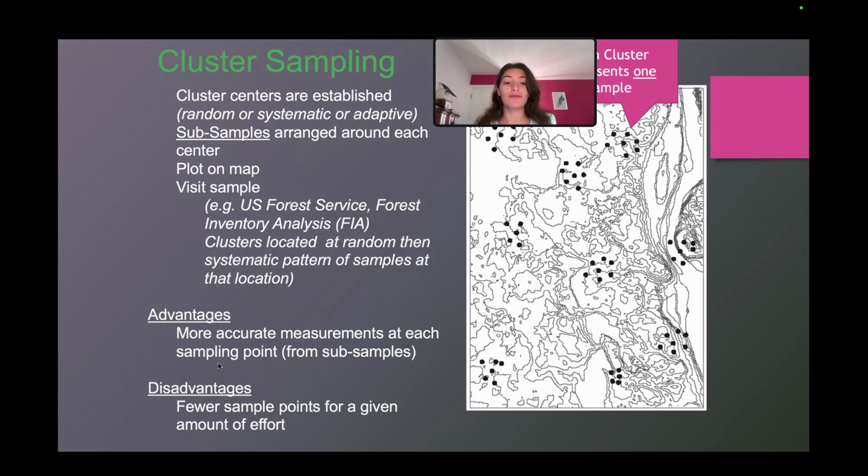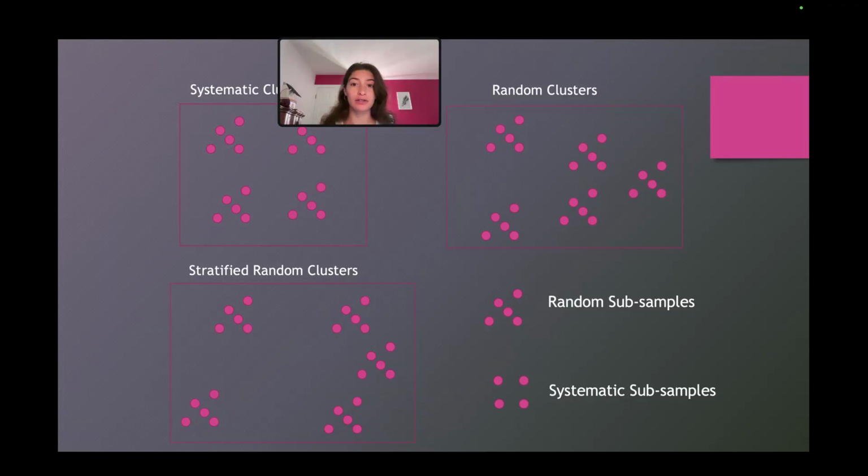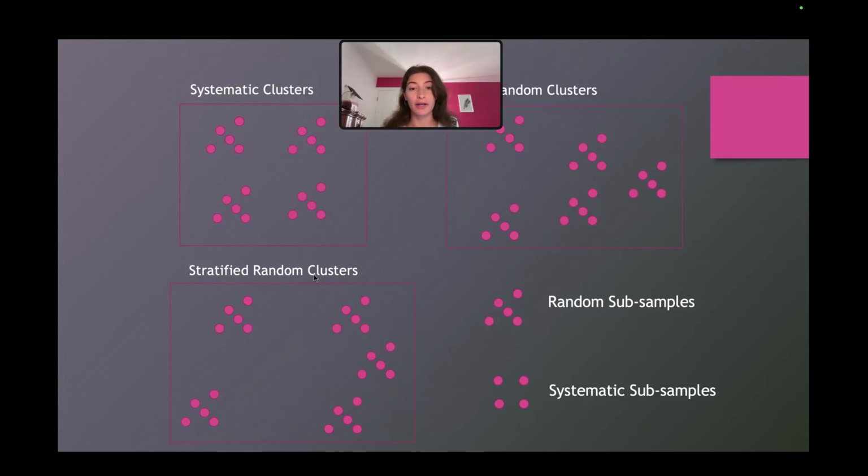The disadvantages are that fewer sample points are selected for a given amount of effort. So you may validate these certain chunks of samples that you see here, or these certain clusters of samples, but all of that area in between goes unsampled. So you can see here our systematic clusters, our random clusters, and our stratified random clusters. We can still take in those different types of applications where it's systematic, stratified, or random, and put it into a cluster analysis.